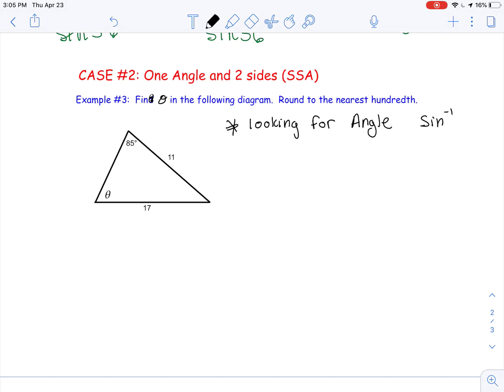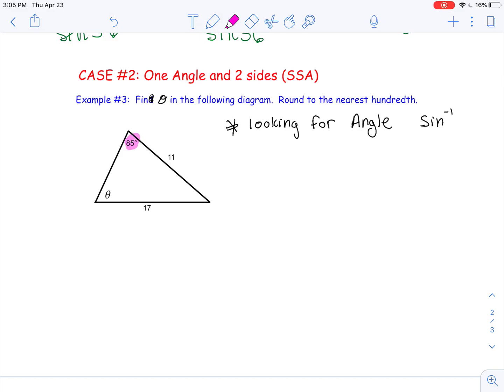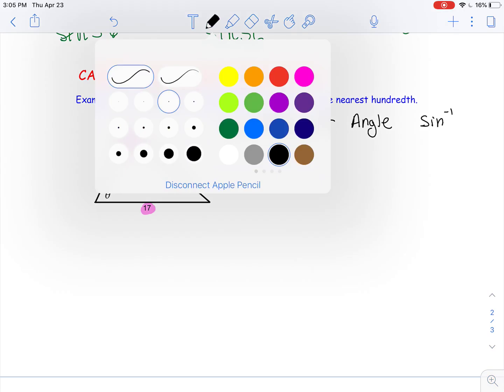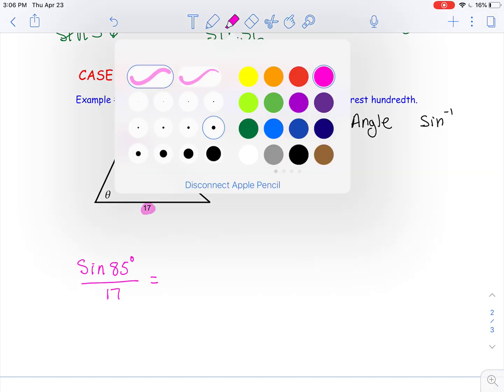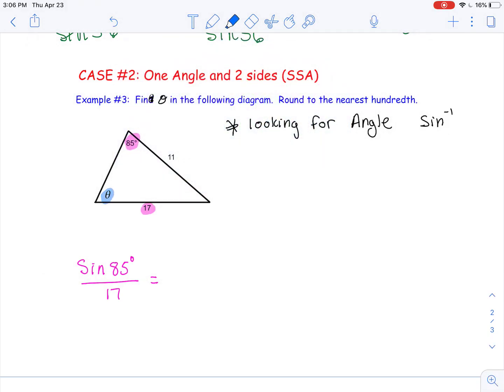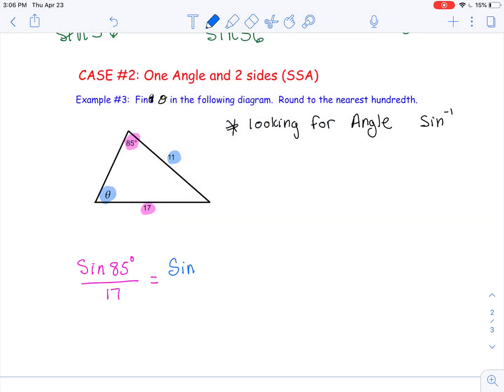So we're still going to look for our ratios. So if I look for my ratios, I have my angle and I have a side pair. So I'm always looking for an angle and side pair. That's my first ratio. So the sine of 85 degrees over 17 is my first ratio. I now am looking for my second ratio to set it equal to. So I'm looking for this angle, but I have this side. So I can set up another ratio that says the sine of theta, which is just our unknown, we're looking for that angle, is equal or over 11.